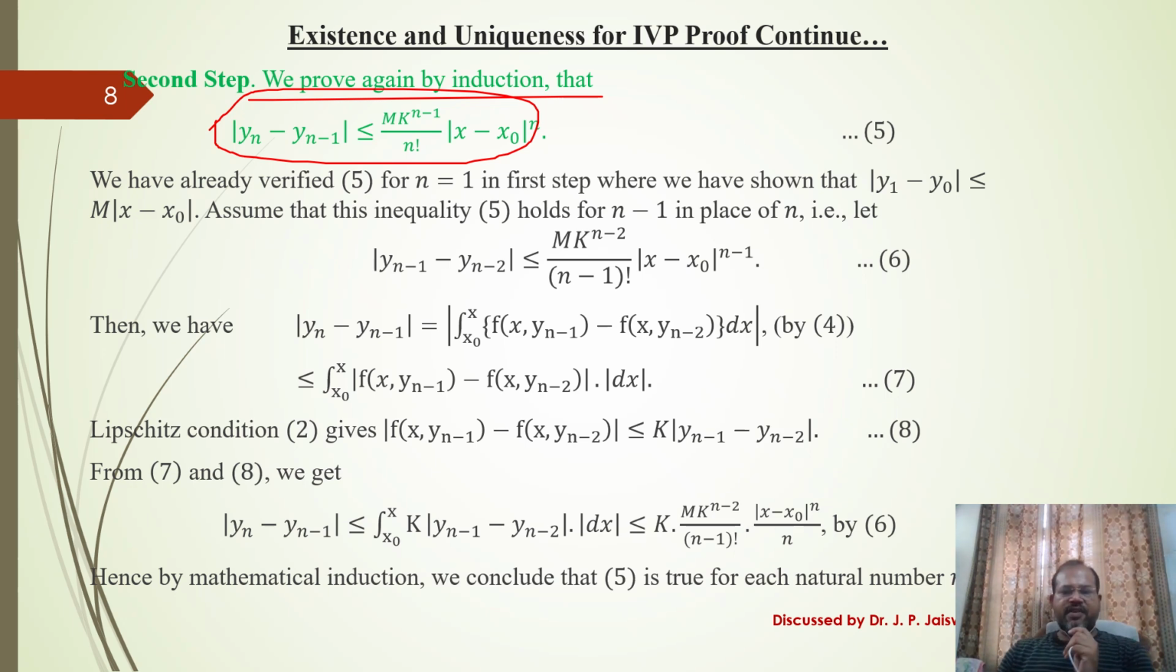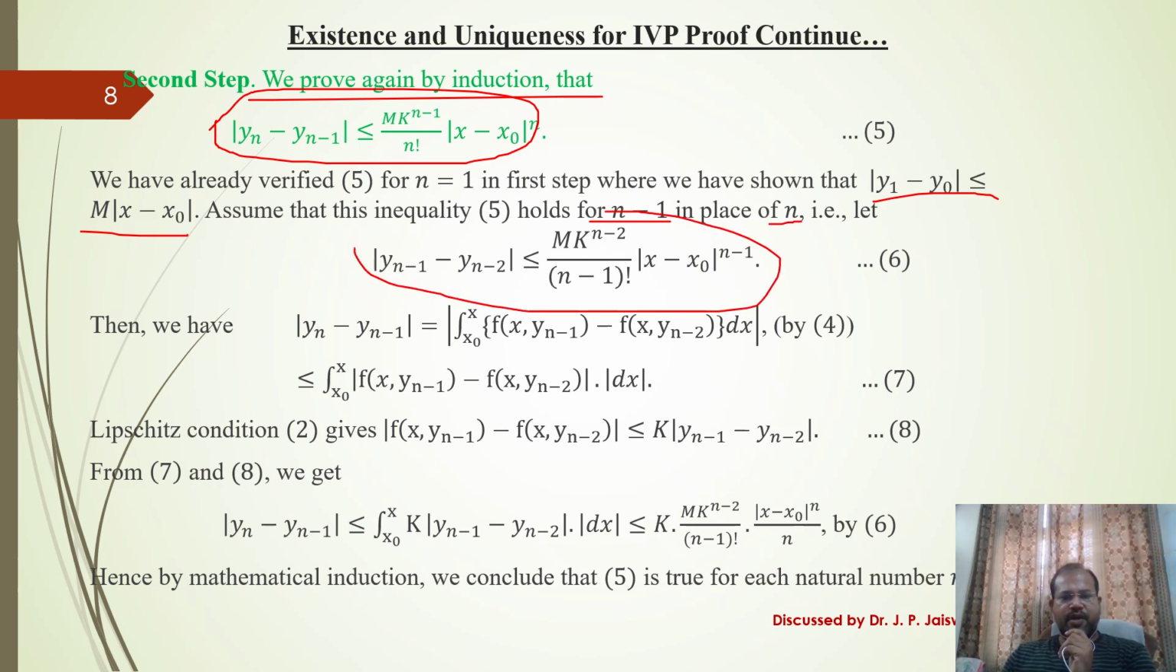By the previous section, if you put n is equal to 1, you will get |y1 minus y naught| is less than or equal to M |x minus x naught|. We have earlier seen the first step. So what we will do? Here we are using mathematical induction of the second kind. We assume it is true for some r, then we will prove that it is true for r plus 1. So we assume it is true for n minus 1, and then we'll try to prove it for n.